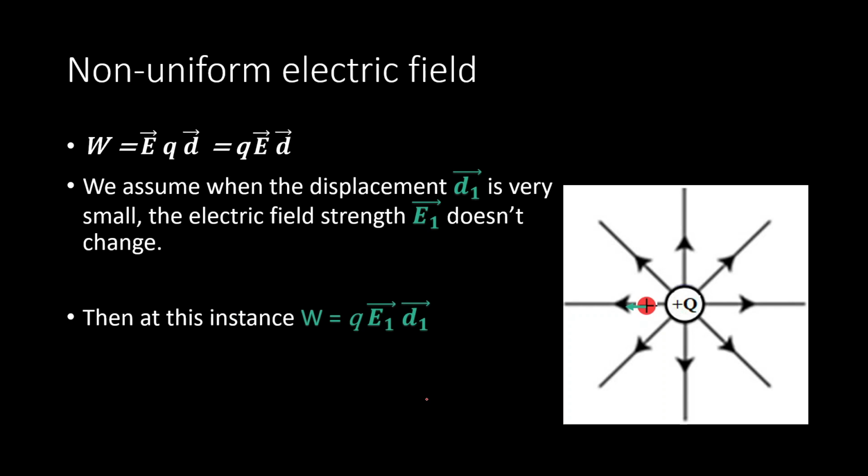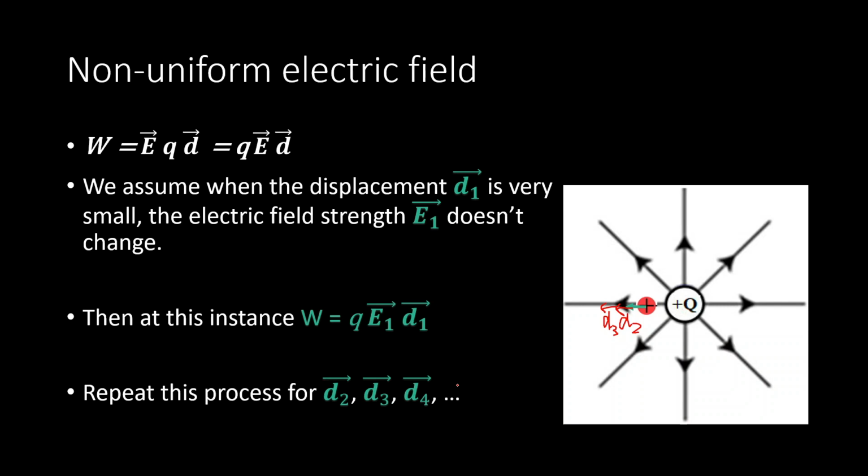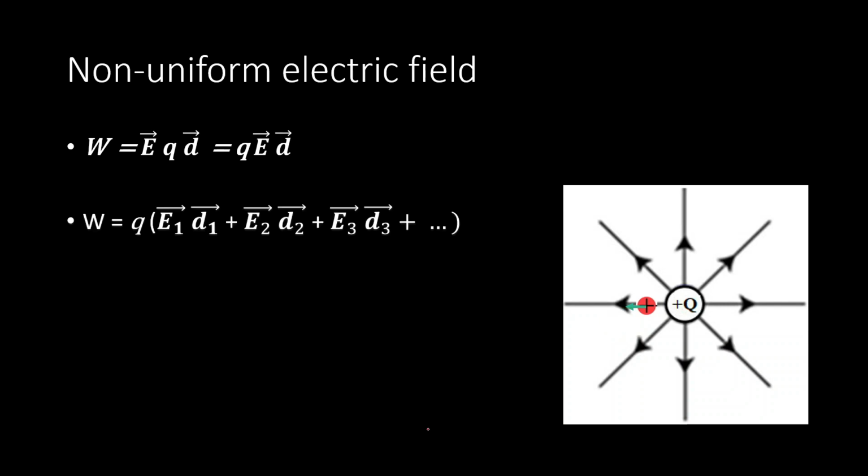Okay, for the second case, the charge moves again a small distance. We can repeat this same procedure for a small distance of D2, D3, and so on, until we find all the small distances available. So W is equal to Q times E1 D1, E2 D2, E3 D3, and so on. Or we can write it as a summation. If we divide the distance between point A and point B into n segments, and then we sum them up, we will have the following equation, which is the sum from i equal to 1 to n of Ei dot Di.